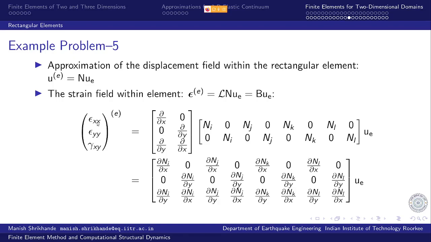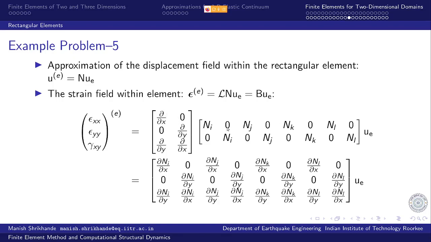And then the strains epsilon xx, epsilon yy, gamma xy are obtained as the partial derivatives of displacements along x and y. And of course the nodal values, that is Ui, Vi, Uj, Vj, Uk, Vk and Ul, Vl, are unknown constants, so they remain unaffected by these derivative operators. Derivative operators operate only on these functions of x and y.